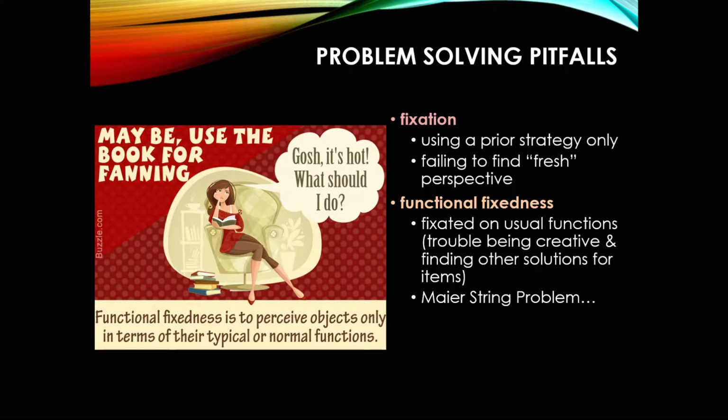We can use objects in all sorts of ways, but functional fixedness is when you really get stuck on only thinking about an object in the way that you usually think about it based on its usual function. So in this image example, the woman is saying, "Gosh, it's hot. What should I do?" Well, she's reading a book. Why not use the book as a fan? Right? So thinking about objects outside of their normal roles. And one of the classic problems that has been used in studying this functional fixedness is called the Maier string problem. So I'm going to show a quick video that shows what that is.